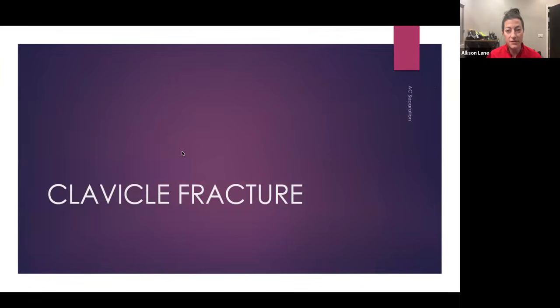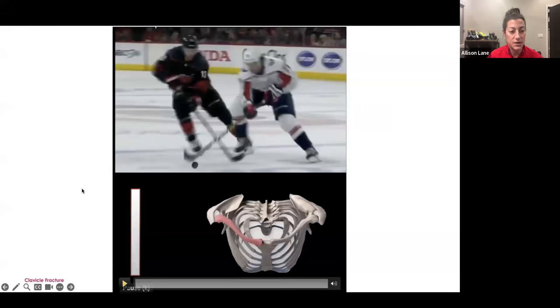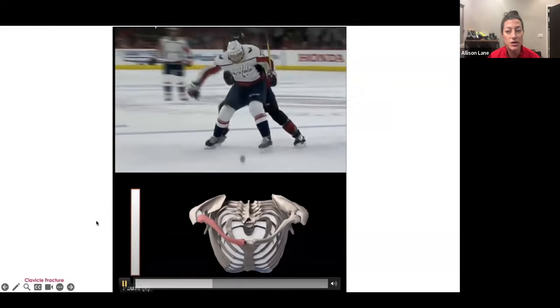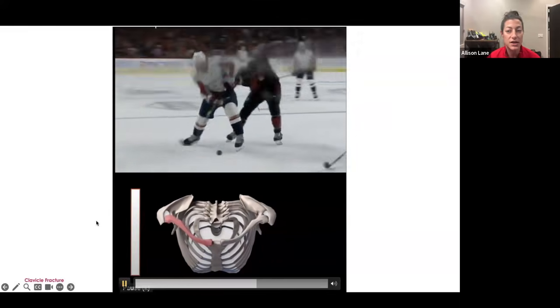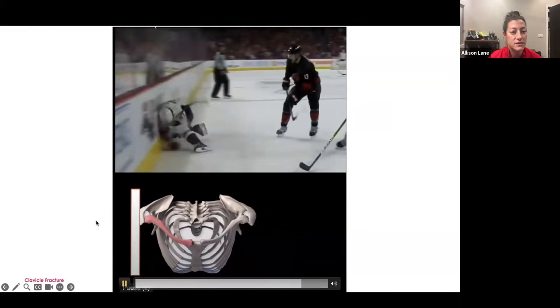Now moving on to clavicle fractures. Here we have, in 2019, Washington Capitals winger TJ Oshie, who had a right clavicle fracture from smashing into the boards there and had some surgery to repair that.